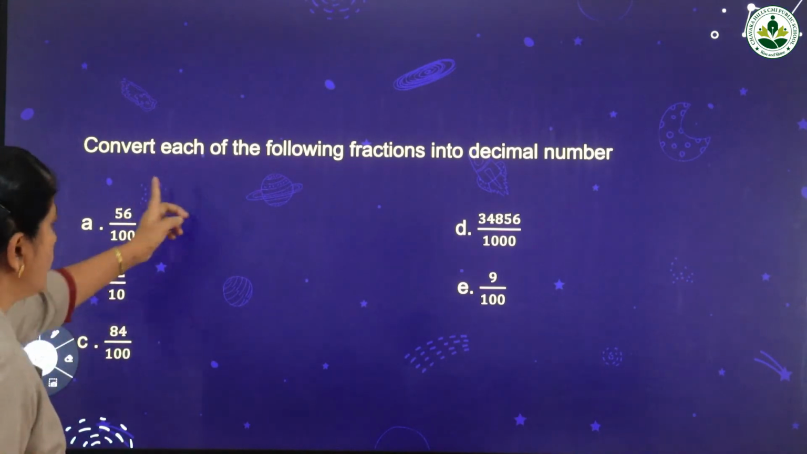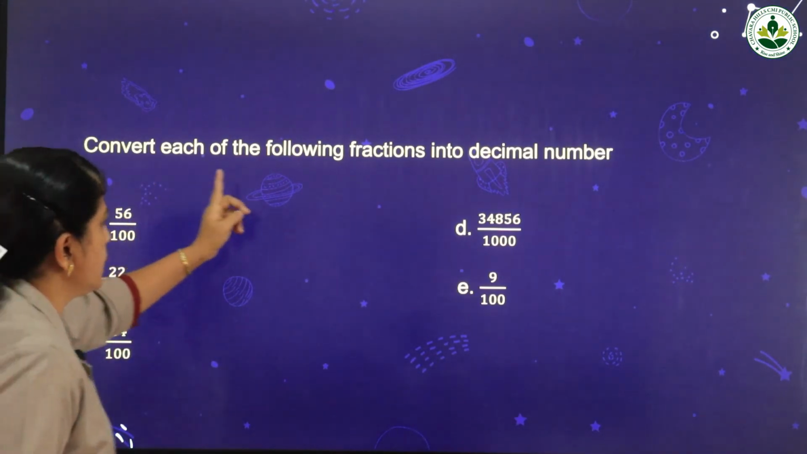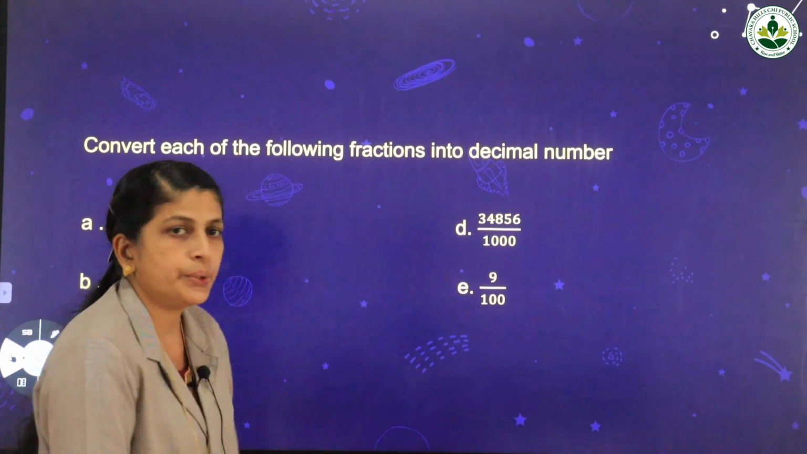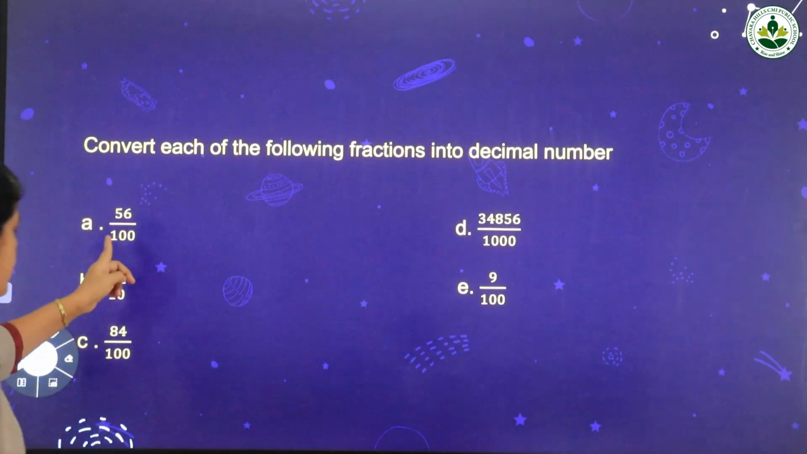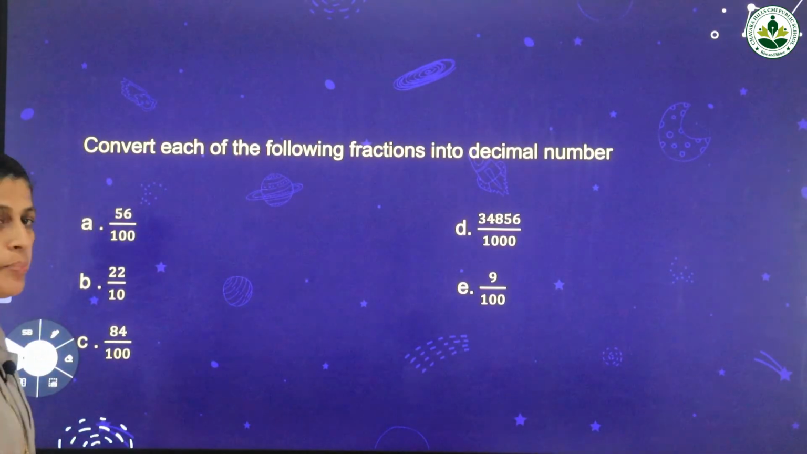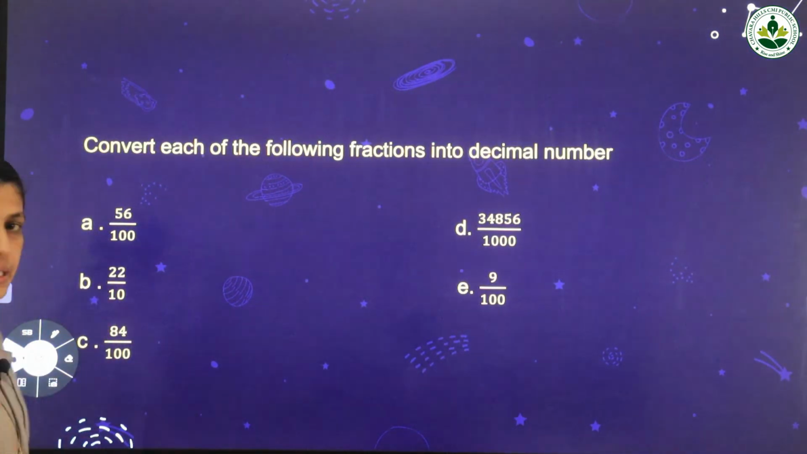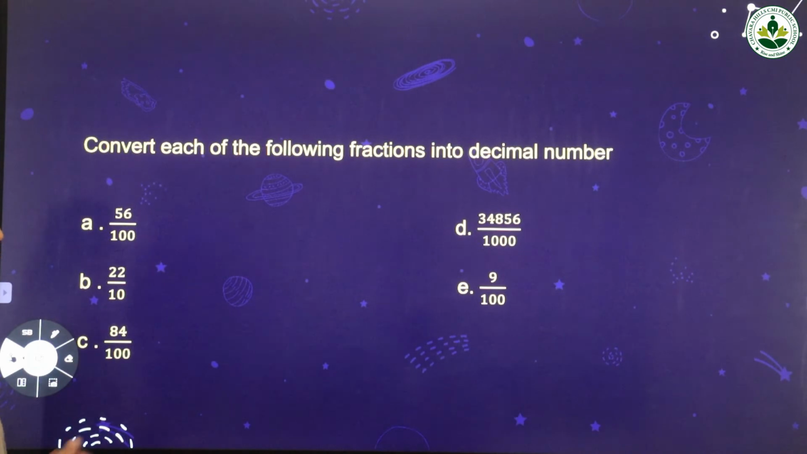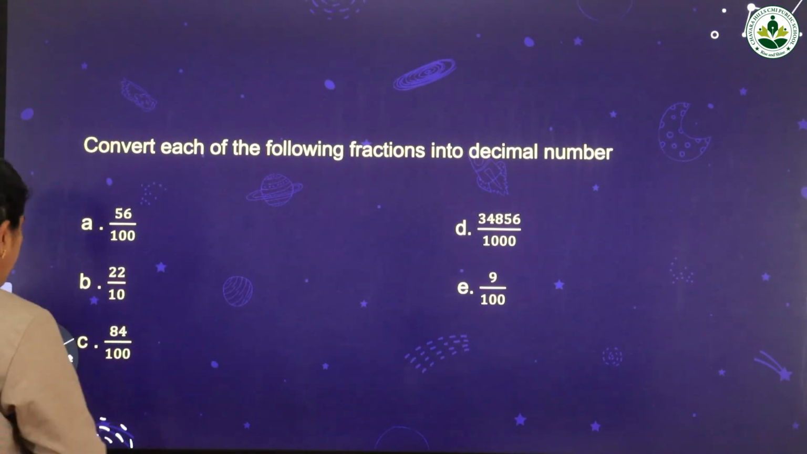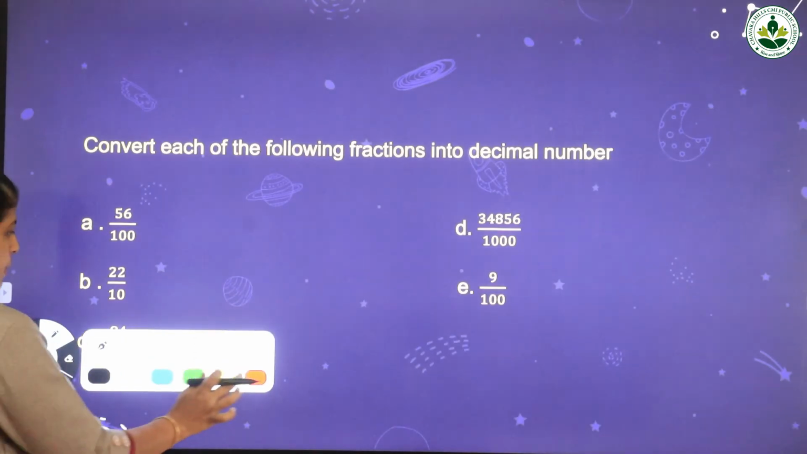Then the next question: convert each of the following fractions into a decimal number. Then 56 by 100. 56 by 100 is a fraction. We have to write the decimal number for this fraction form. 56 by 100. How do we write that as a decimal?